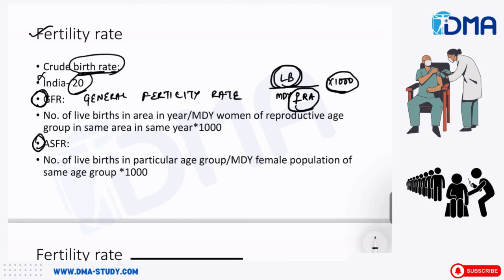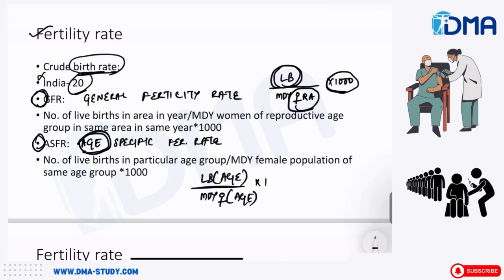In the case of age specific, what is ASFR? It is the age specific fertility rate, which is specific for age. So it is the number of live births of a particular age divided by the mid-year female population of the same age into 1000. So age specific fertility rate is concerned with a specific age group, while general fertility rate is the number of live births divided by the women in the reproductive age group in the same area.